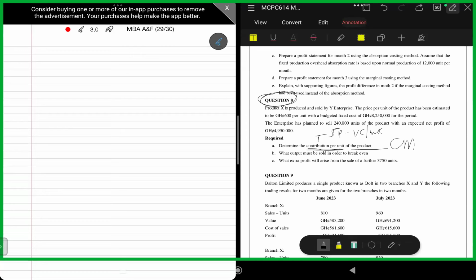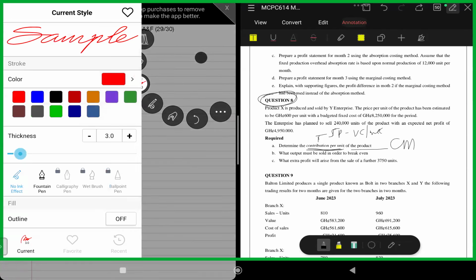That's why I have to read the requirement first. So determine the contribution per unit. Then the question is, how do I find contribution per unit? I need selling price minus variable cost or marginal cost. No fixed cost is included in the contribution per unit computation. Now the next is what output must be sold in order to break even. So formulas are what must be running through your mind.